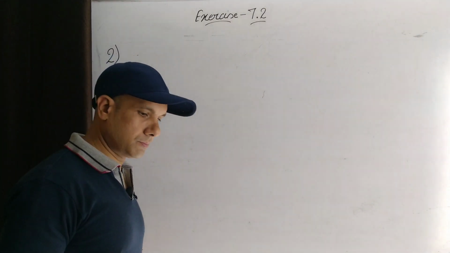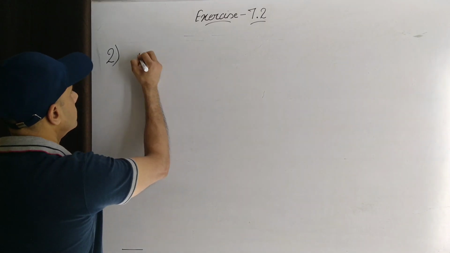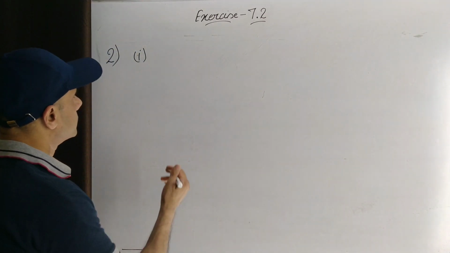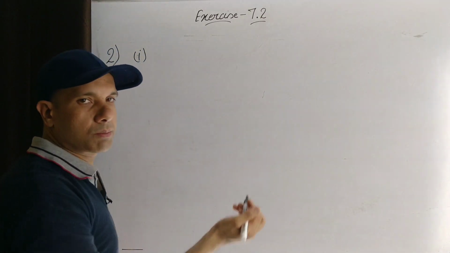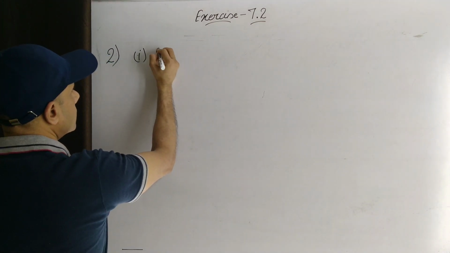Moving on to question number 2. State true or false. Number 1. Cube of any odd number is even. So take any odd number, 3 cube is 27. It's not even. This statement is false.